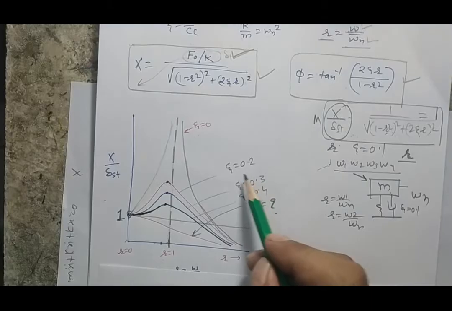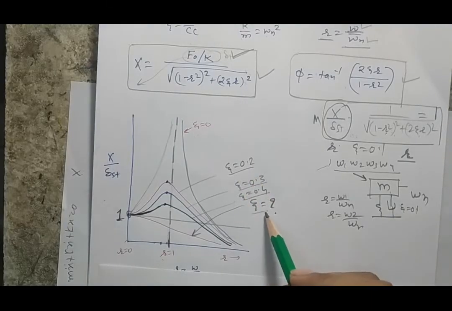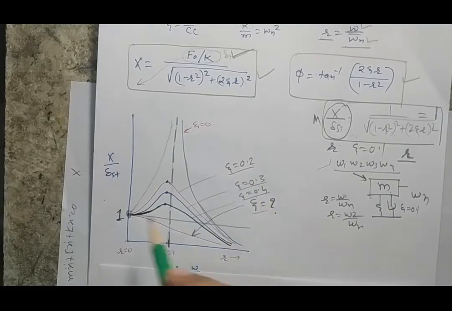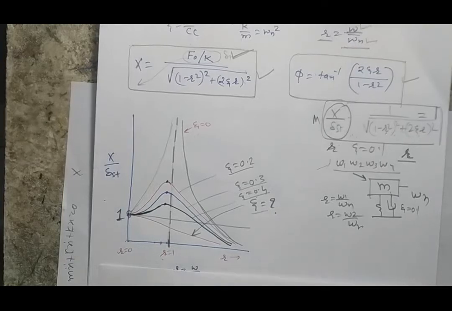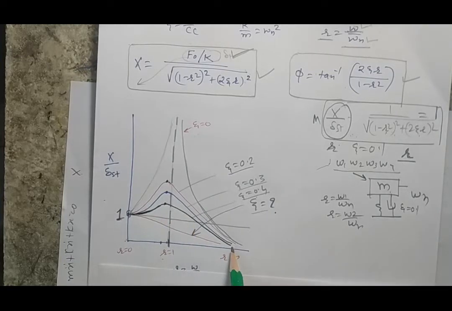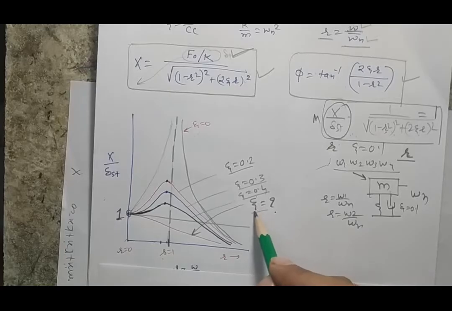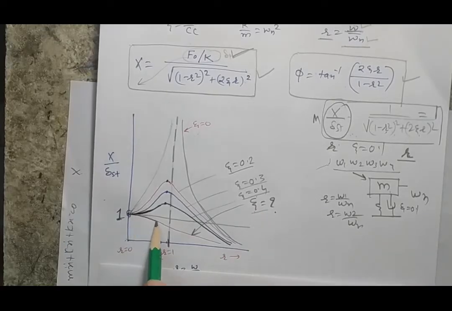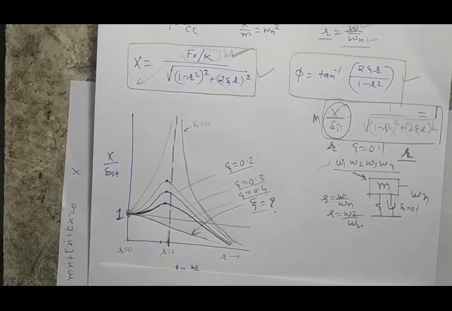But as I am increasing my zeta value, what I observed is that for a particular zeta value, the curve amplitude first increases and then decreases. But then beyond a certain zeta value, it directly goes below this 1 line. And how it happens, we will see both physically and mathematically.